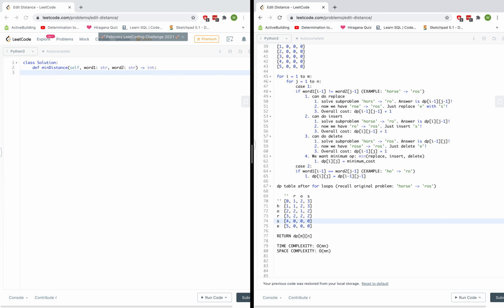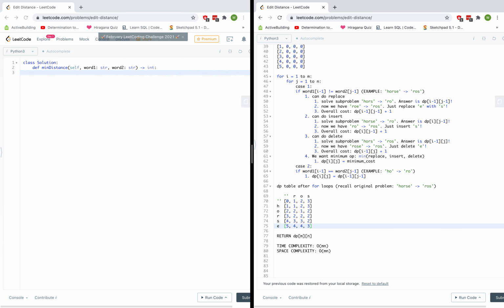Okay, so I'm going to go a little faster now since we probably know the pattern at this point. So S and R do not match, so it's going to be 3. S and O do not match, so it's going to be 3. S and S match, so it's going to be 2. E and R do not match, so it's going to be 4. E and O do not match, so it's going to be 4. And E and S do not match, so it's going to be 3.